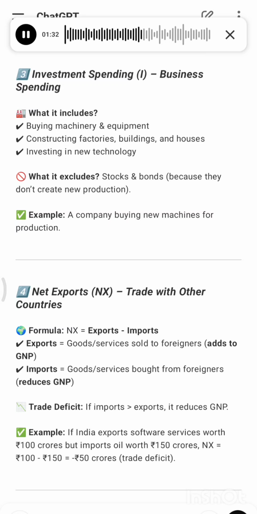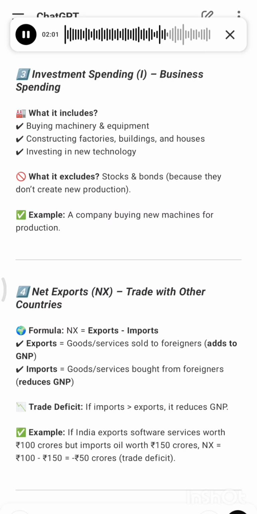4. Net exports, NX, is trade with other countries. Formula: NX equals exports minus imports. Exports are goods and services sold to foreigners, which adds to GNP. Imports are goods and services bought from foreigners, which reduces GNP. Trade deficit: if imports exceed exports, it reduces GNP. Example: if India exports software services worth 100 crores but imports oil worth 150 crores, NX equals 100 minus 150, equals minus 50 crores.